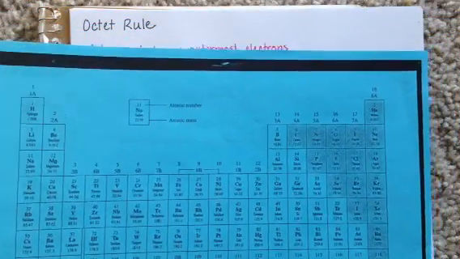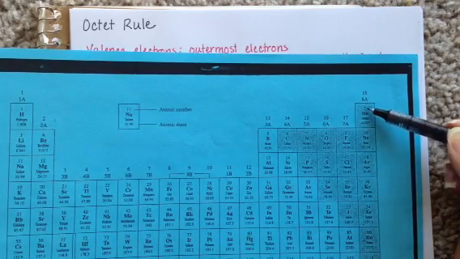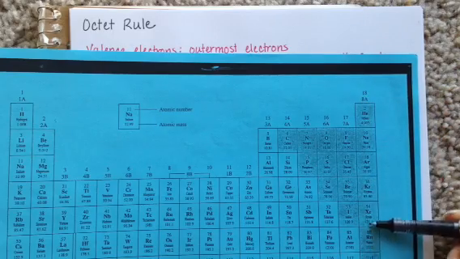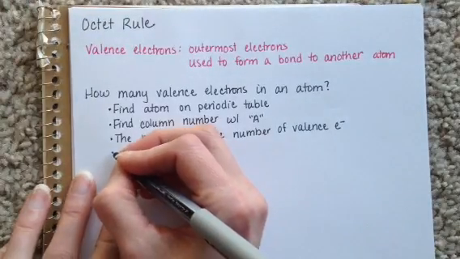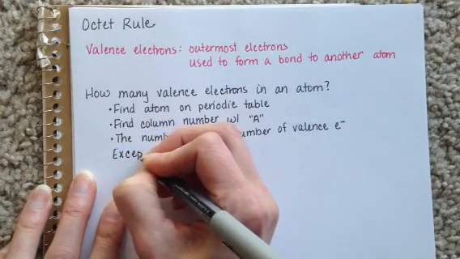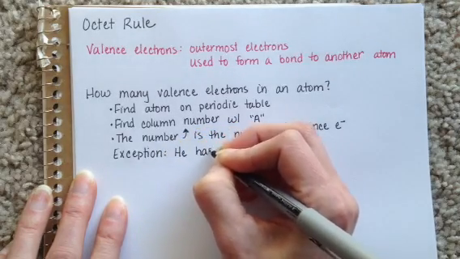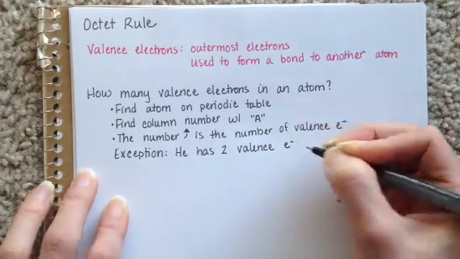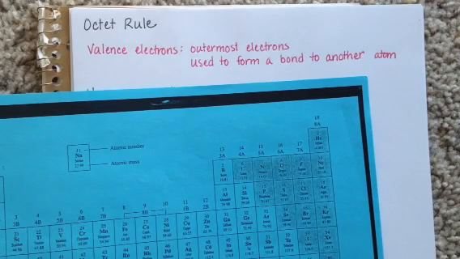There's only one exception to this whole rule, the column number is valence number, and that is for the atom helium. Helium is in column 8A, and all of the atoms in this particular column have 8 valence electrons, except for helium. Helium has only 2. It is the one exception that you have to learn. Helium can't have 8 valence electrons. Its atomic number is 2. It only has 2 electrons total. So it's not even possible for it to have 8 valence.